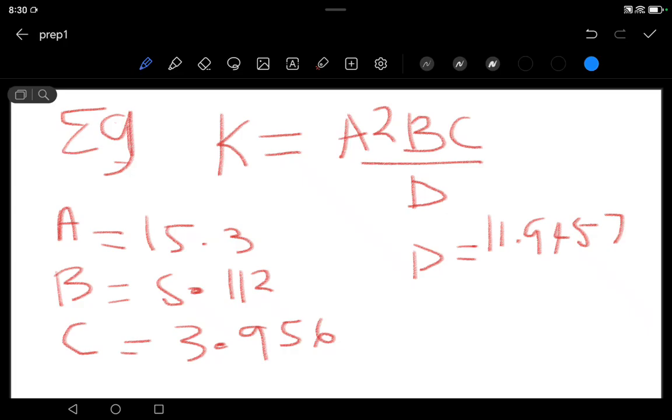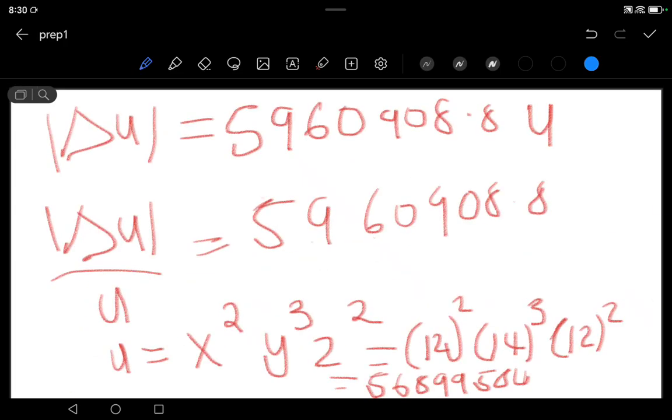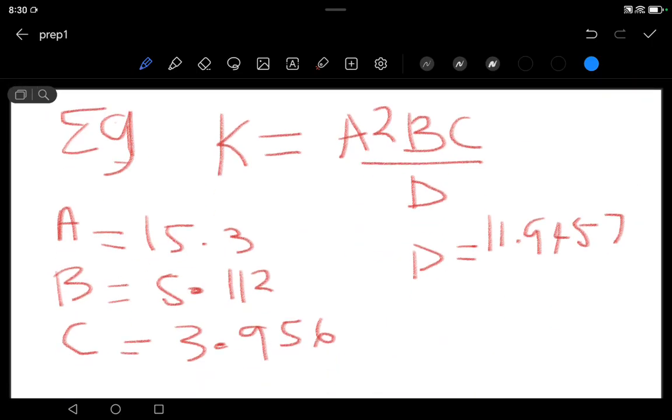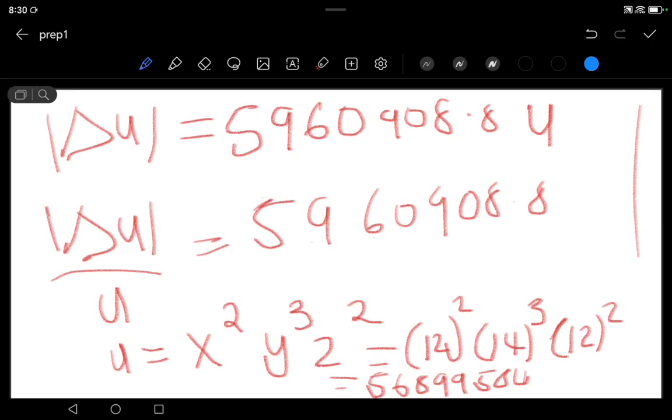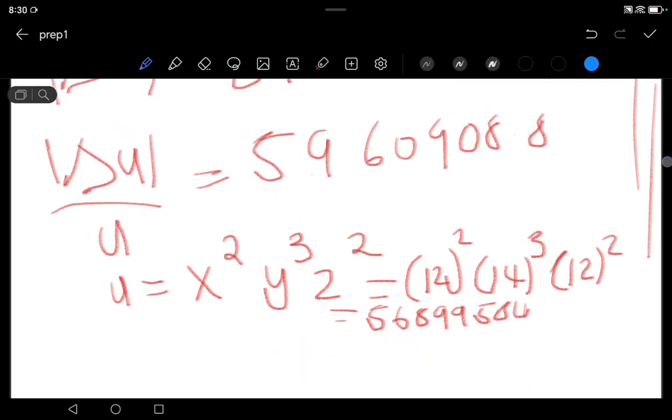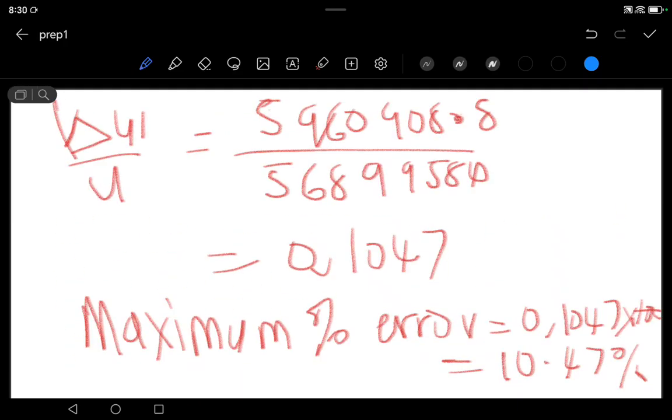To determine the error. So this one, where is it? Where did I calculate the percentage? Oh, it's here. This one we call it error, and then this one we call it maximum percentage error. When they say maximum percentage error, just know at the end you have to multiply your answer by 100. And if they say calculate the error, it's going to be 0.1047.